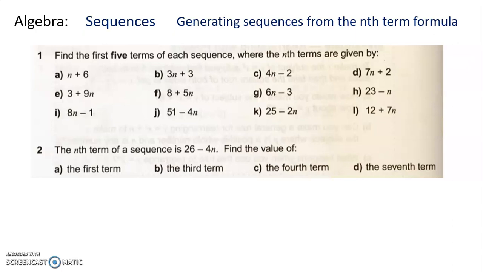Okay, so here's your work for today. You've got a few sequences there for you to generate the first 5 terms. And then question 2, you've got an nth term for a sequence, and you just have to find the specific terms that it asks for. So if you pause the video and do this in your maths book showing full working.